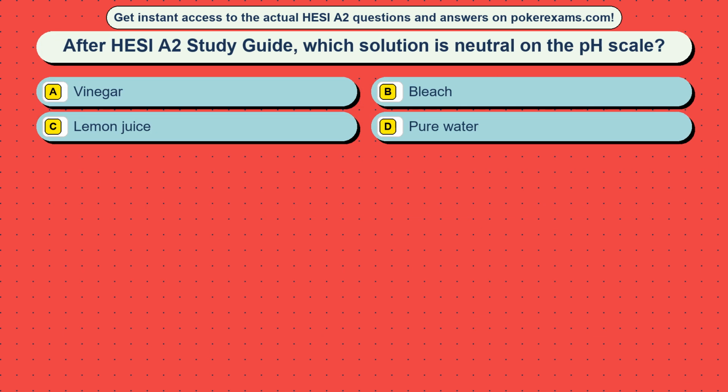Question 26. After HESI A2 Study Guide, which solution is neutral on the pH scale? Option A, vinegar. Option B, bleach.